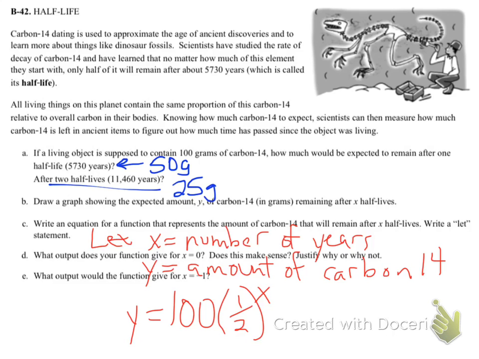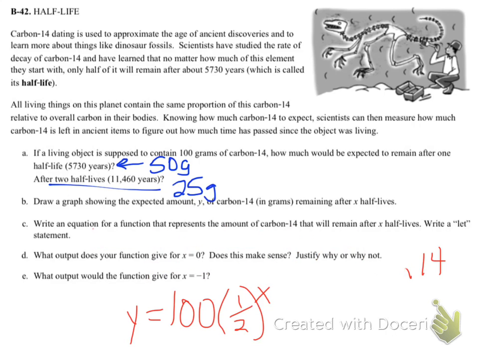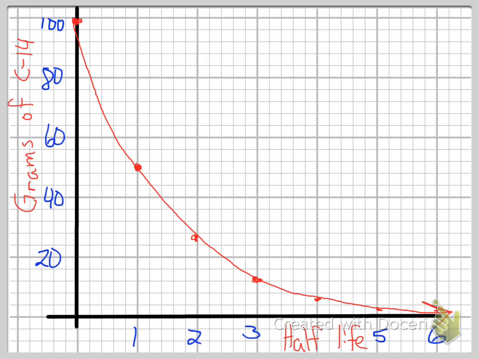For problem D, I'm going to clear away some of this here for you. When we're looking at that one, we want to know what happens when x equals 0, and does this make sense? If we take another look at our graph, we can see that when x is 0, we have 100, and at that point the decaying process has not started yet, so we're still going to be at 100 grams.